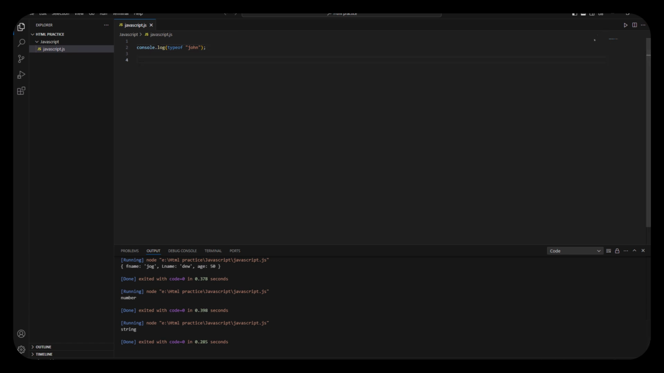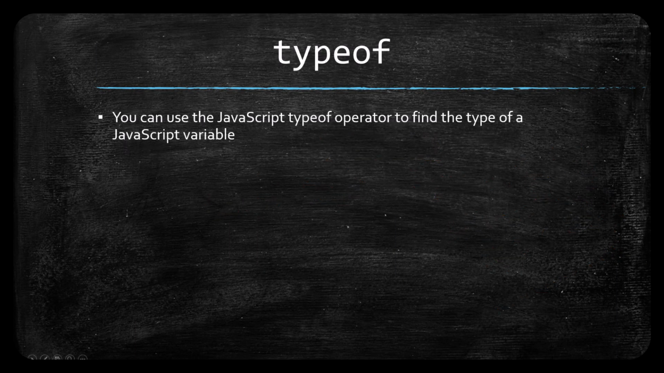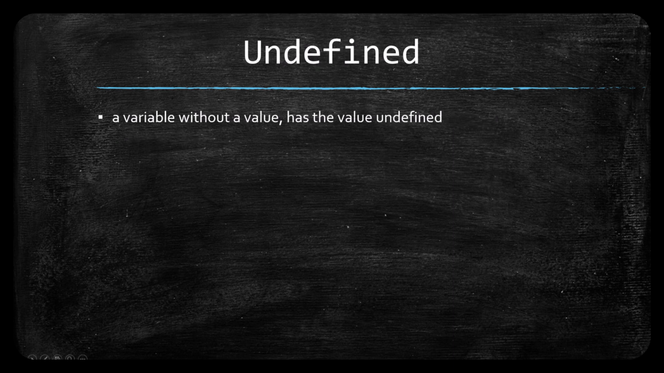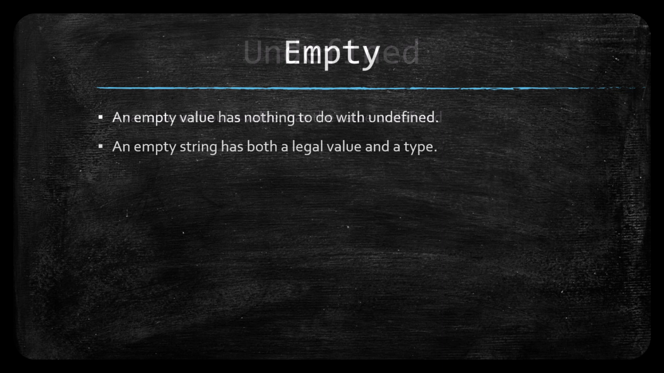Hope you like it, and just one more topic left and then the video is over. Typeof undefined. Undefined means a variable without a value has the value undefined. That is, if you write something like let cars, that's all, it is undefined, it has no value. But if you write something like let name is equal to an empty string, it has a value which is a string and it is empty. Just remember that it is a legal value and legal type. So hope you like it.